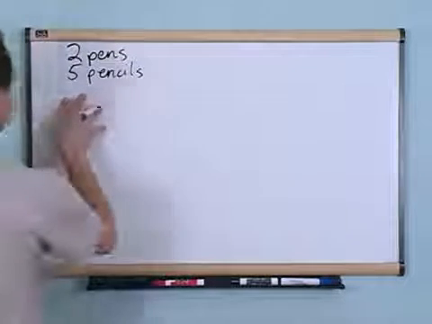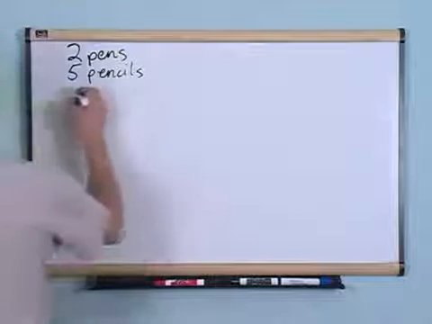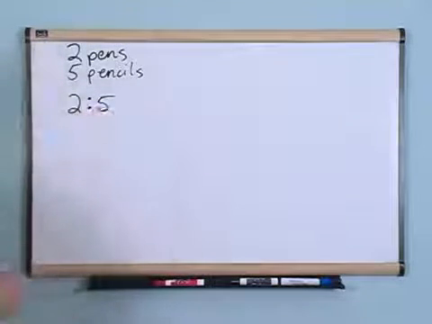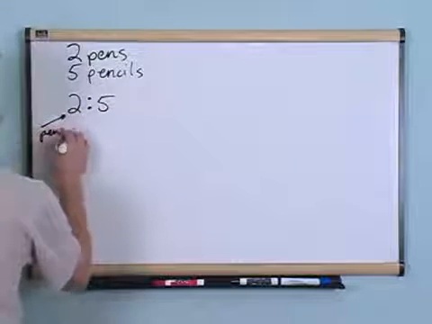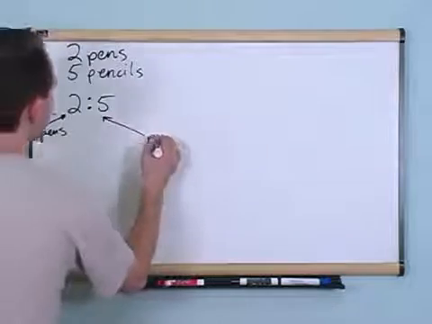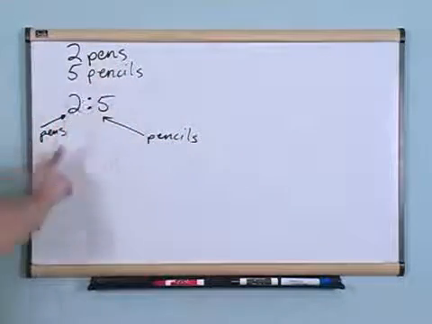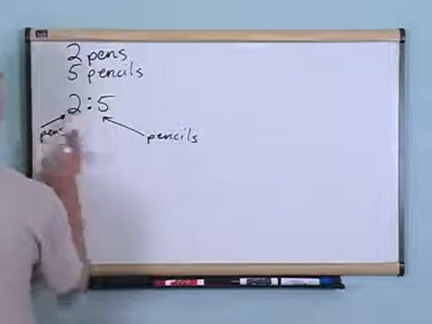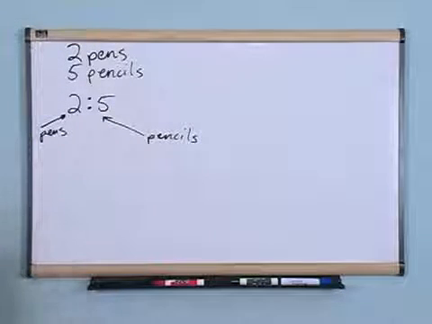Well, the way you write this down, and I know you don't quite understand this just yet, we'll get there, you say you have 2 colon 5. What this means is this is the number of pens, and this is the number of pencils. So it's really nothing special. You just put this symbol, a colon, in the middle. And basically all it means is this many pens corresponding to this many pencils. That's all it means.